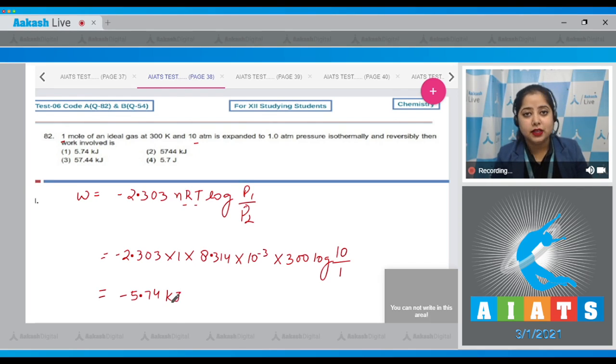Student, I have multiplied the entire thing. You have to multiply this. And again, I'm telling you, please avoid using calculators, because you have to practice more and more so that your calculations will take less time. That means the correct answer is option number 1.